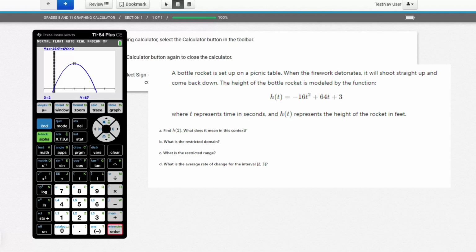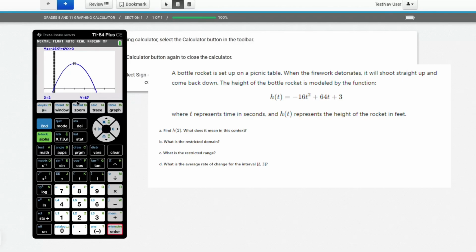Now, the question is, what is the restricted domain? What am I allowed to plug in in this case? Well, this is time. The domain is time. So I'm allowed to plug in 0, but I'm not allowed to plug in like 50 or something like that. Why? Because eventually this guy will go up in the air and hit the ground. It's going to hit the ground right there, and I need to find out what that value is.